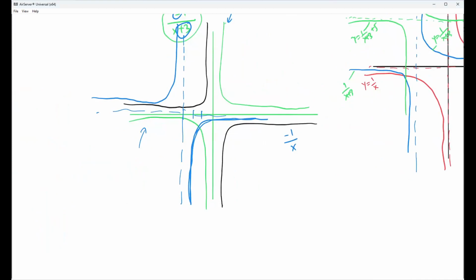This is y is equal to -1 over x plus 3, right? So now what will it look like? I'm going to use red. If I do y is equal to -2 over x plus 3, that means it's going to look something like this right here.